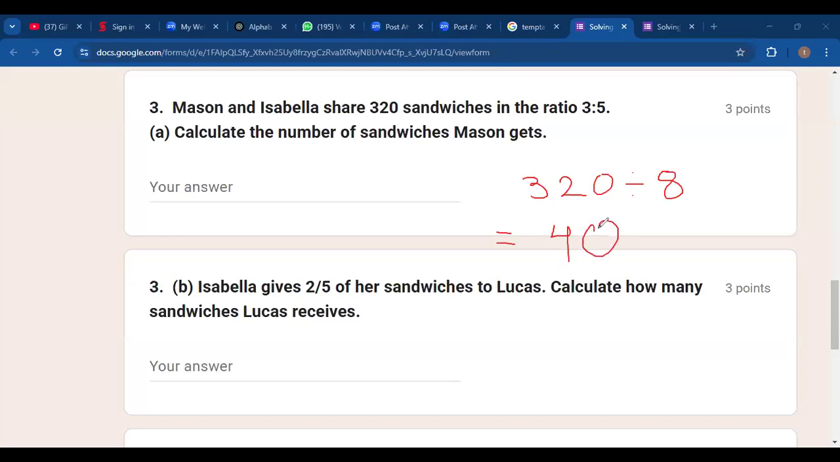40, right? Then we have 40 to take it and multiply it by what? 3. So we have 3 times 40. 3 times 40, which gives us what?